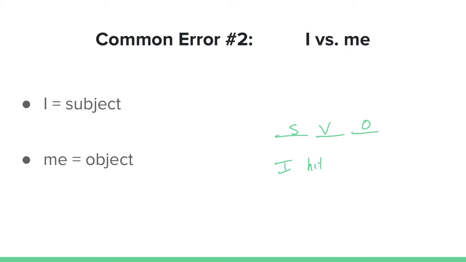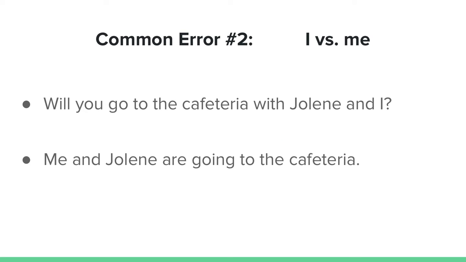I hit the ball. Subject, verb, object. So me is an object, I is a subject. So, will you go to the cafeteria with Jolene and I? Here's the problem. A lot of people say this sounds right. The trick is, and this is how you figure out which one you should use, in your mind, just delete the other person and see how it sounds.